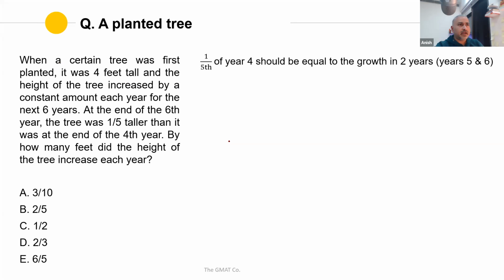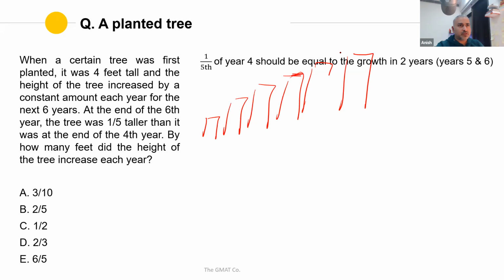We'll discuss two approaches here. One way to understand this is that 1/5 of the height at the end of year 4 is how much the growth was in the last 2 years. Whatever the height was at the end of the 4th year, year 1, year 2, year 3, year 4, year 5, year 6, how much was the growth from that point? This growth was nothing but 1/5 of the height at the end of the 4th year. So 1/5 of this much was added on top, and that's how we got to the end of the 6th year.